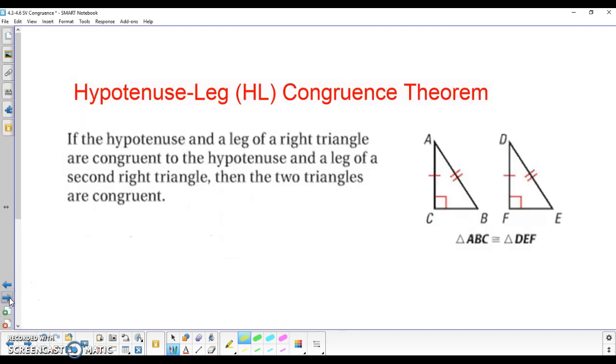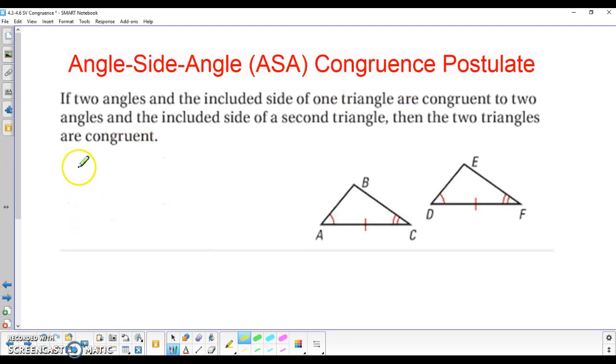Moving on, hypotenuse leg, that's the fact that the hypotenuse and the leg of a right triangle. Those are the three things you need. You need a pair of congruent hypotenuses, a pair of congruent legs, and a pair of right angles. That's your hypotenuse leg. And the last few, ASA, two angles and the included side.